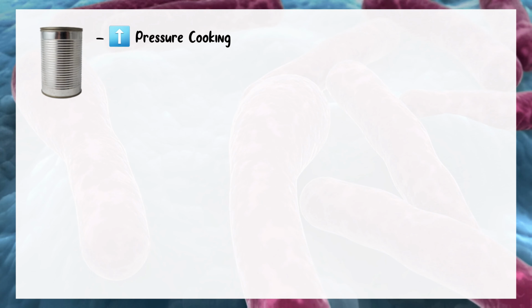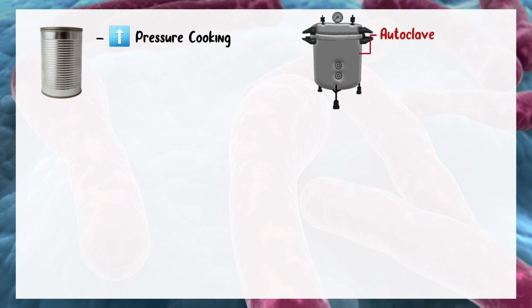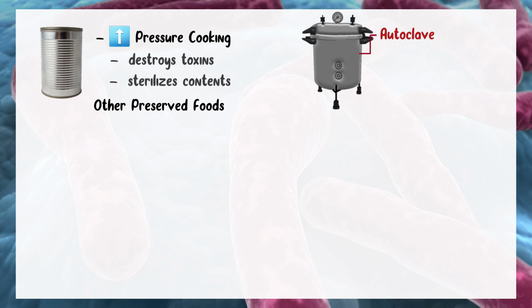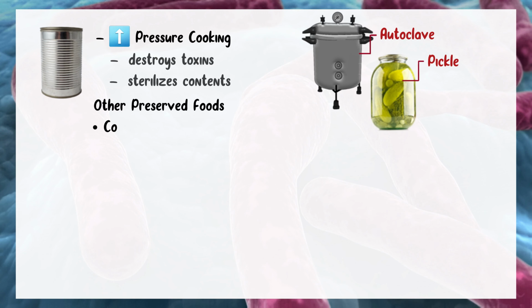Most canning processes involve high-pressure cooking, similar to autoclaving, which effectively destroys the toxin and sterilizes the can's contents. Other preserved foods, such as pickles, are safeguarded by high acidity or low pH.